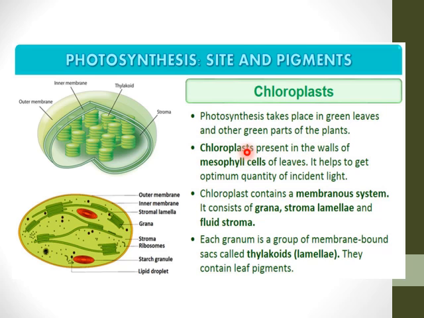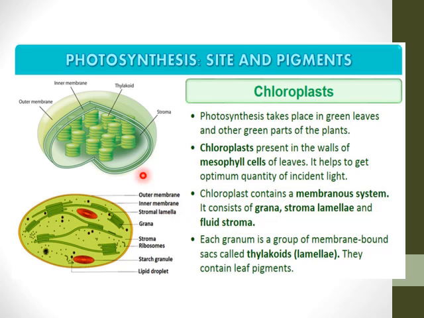Chloroplast, which is the cell organelle present in the walls of mesophyll cells of leaves, helps to get the optimum quantity of incident light coming from the sunlight. So chloroplast contains a membranous system. It consists of grana, stroma lamellae and fluid stroma.